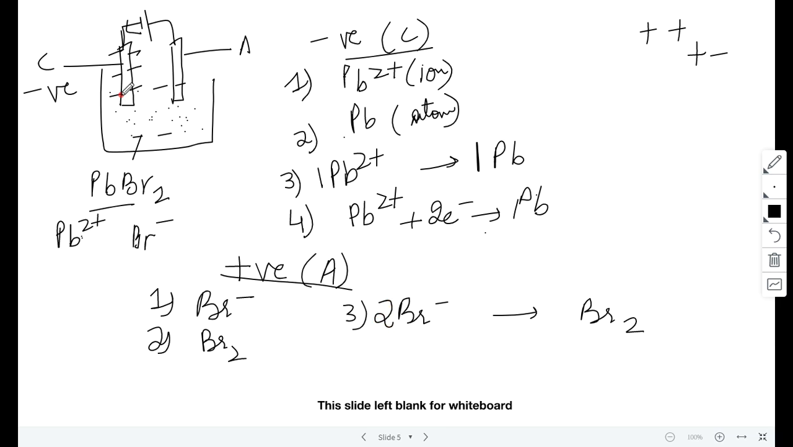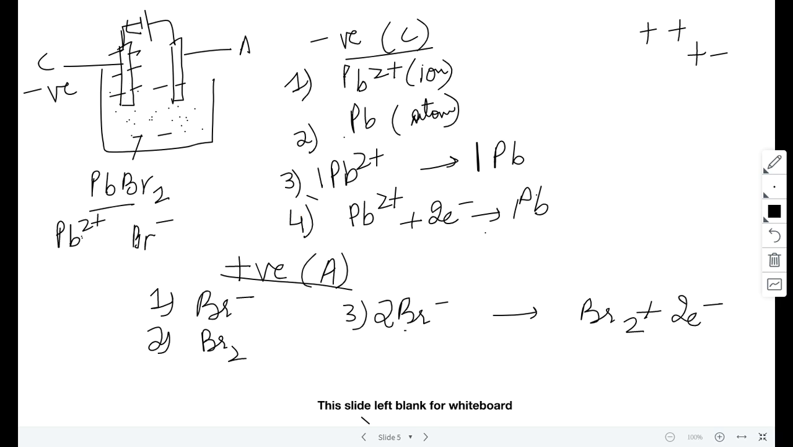Now the fourth step is you have to balance the charges. They have 2 electrons extra. So can I write like this? Yes. So if I write like this, it will be balanced. So now you understood the 4 steps. So now you can say, at the negative electrode, the Pb is being formed. At the positive electrode, the bromine is being formed. Now you know the balancing.